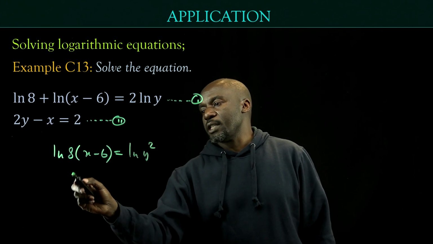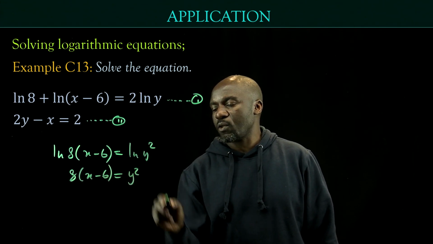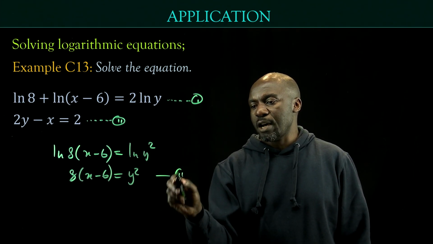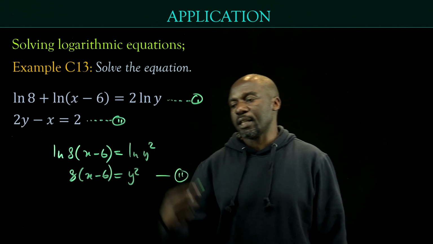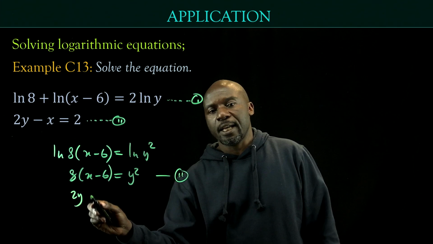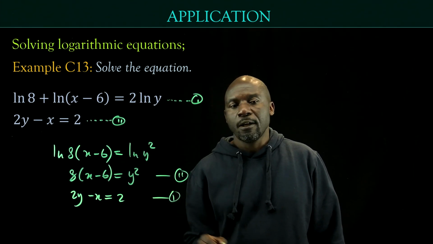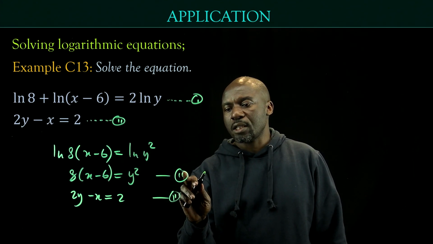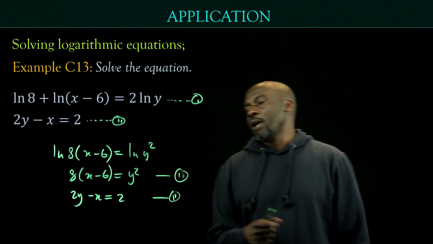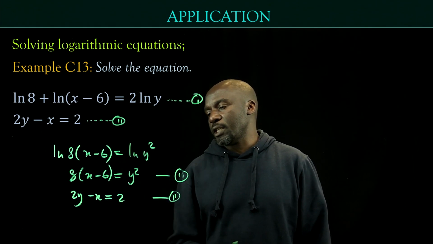And so clearly you can see that 8 times x minus 6 is the same as y squared. So now I've expressed equation 1 without having the log in it. Now I have this together with 2y minus x equals 2 as my equation 2. And now we can solve this simultaneously. What do we do? Of course, we want to make x the subject here and substitute it there, right?